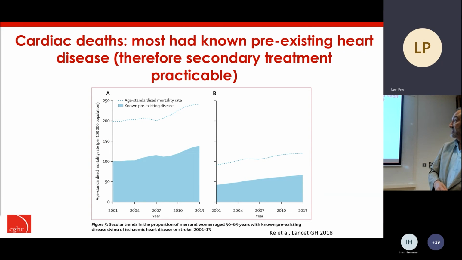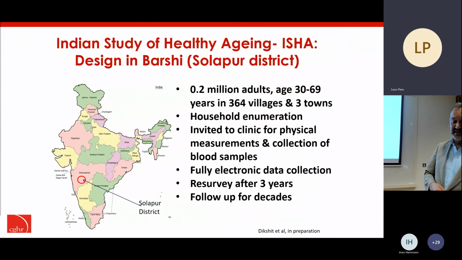The other implication of this finding is treatment. As mentioned, in both the men and women who had cardiac disease, most of them recorded pre-existing disease. So it does suggest that there is a strategy for practicable secondary treatments with statins, blood pressure medication, and aspirin at least. The other implication is to try to get blood-based studies broadly patterned after the UK Biobank or the Chinese Kadoorie study. And Rajesh Dikshit has set up a study in 200,000 adults in one part of Maharashtra. The plan is to extend this to about 5 sites to try to understand some of the key risk factors.